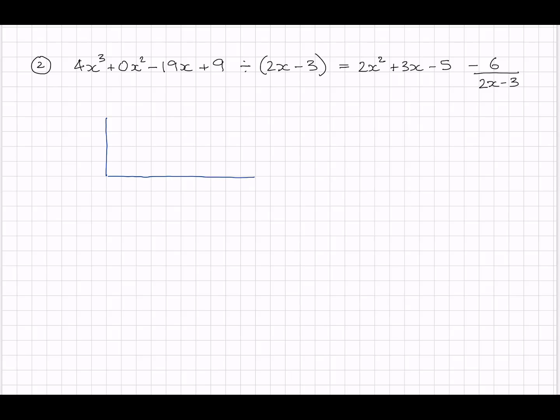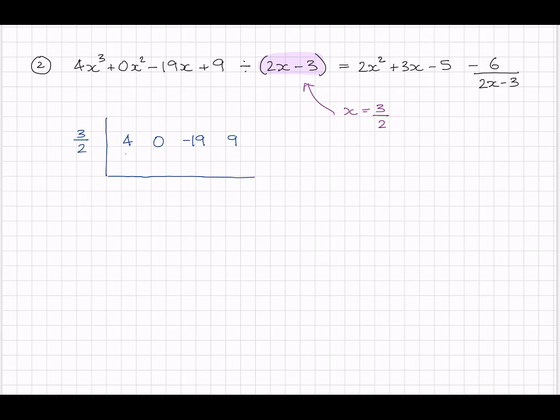We ask ourselves what value of x would make the divisor 0. And if we think about that, we'll see that that value is x equals 3 over 2. And already the fact we get a fraction kind of raises some alarm bells. But following the method, we would write 3 over 2 outside. And now we will write the coefficients of each term in the dividend. So we have 4, 0, negative 19, and then 9.